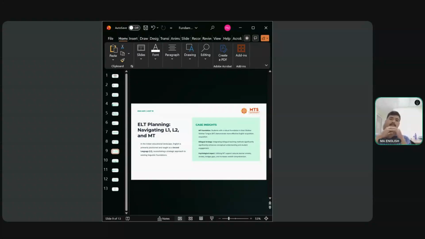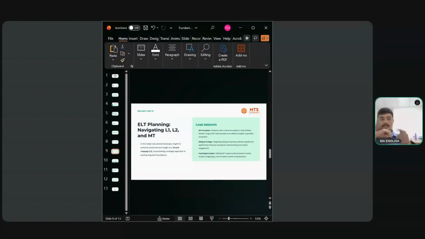So let us first clarify some terminology, some terms, right? The term mother tongue, or MT, refers to the language a person learns at home, the language they grew up speaking with their family members. In linguistics, it is also called L1.